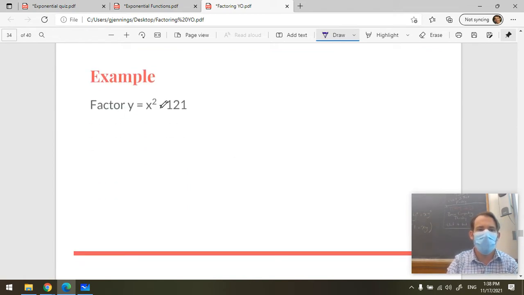If I have y is equal to x squared minus 121. First, visualize it. What's this parabola's y-intercept?